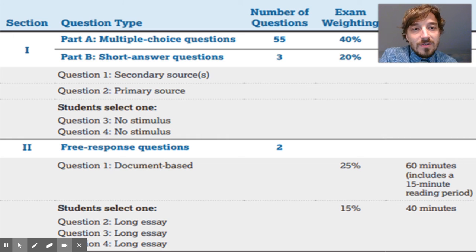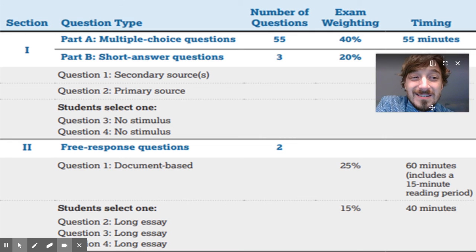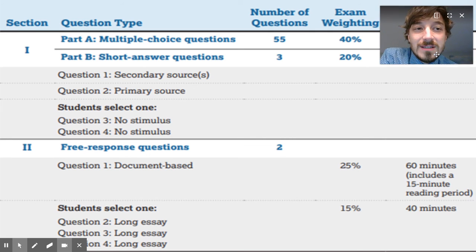Now, if you're wondering kind of what the exam will look like, there's basically 4 parts to the exam. The first part is multiple choice questions. There's 55 different questions, and that's worth 40% of the exam, and students have 55 minutes to do that part. So that's a minute per question, which is pretty tough because some of the questions involve a couple of paragraphs to read. So we're doing a lot of practice with that.